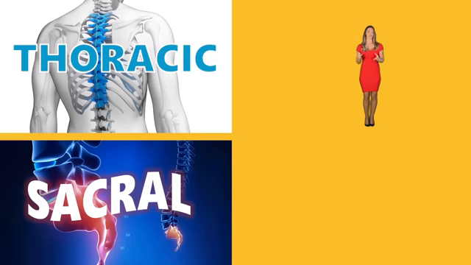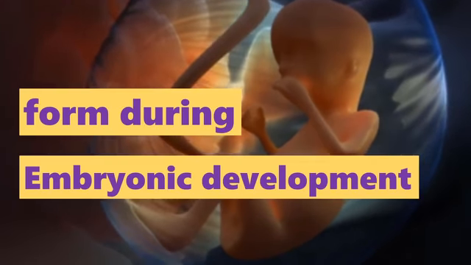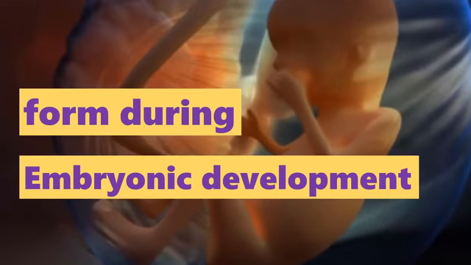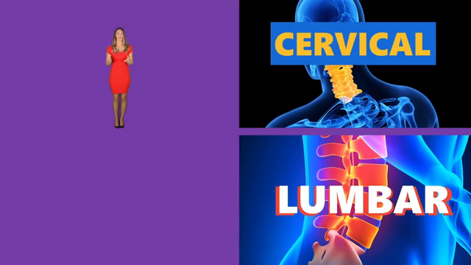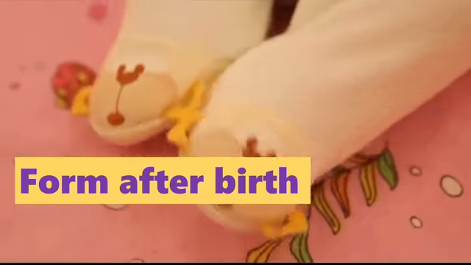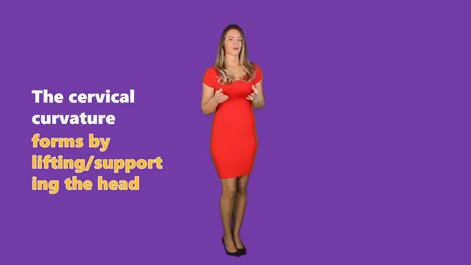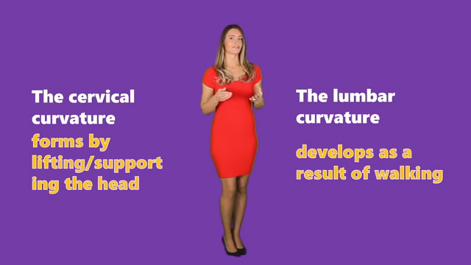Thoracic and sacral curvatures are called the primary curves. These curvatures form during embryonic development. On the other hand, the cervical and lumbar curvatures are called secondary curves because, unlike the primary curves that develop during fetal development, the secondary curves form after birth. The cervical curvature forms by lifting or supporting the head, whereas the lumbar curvature develops as a result of walking.